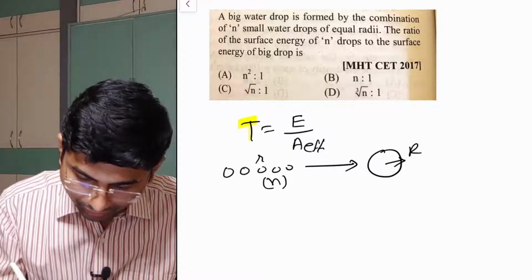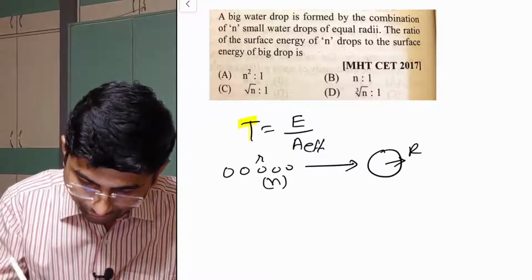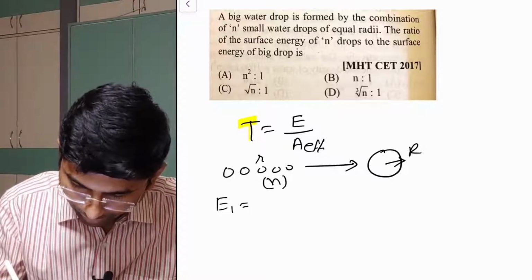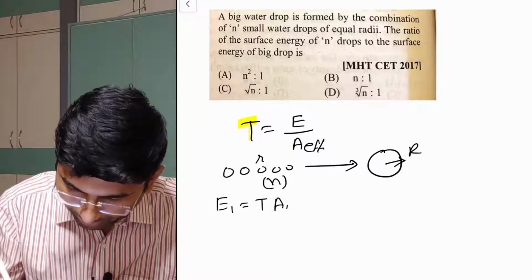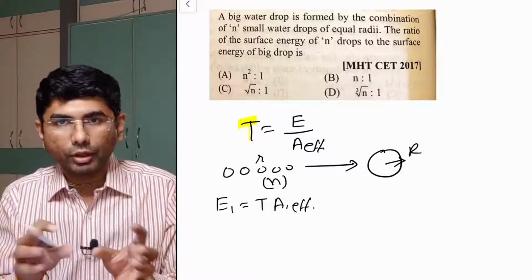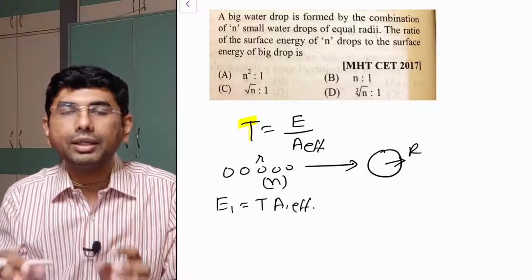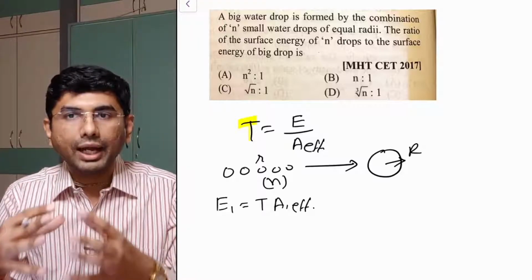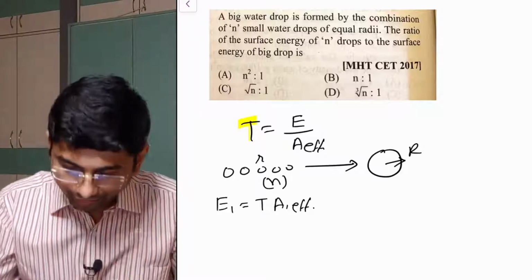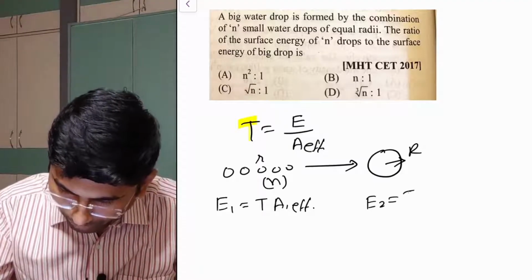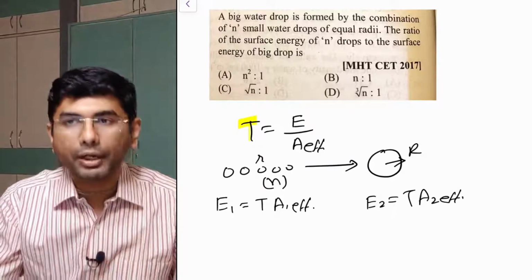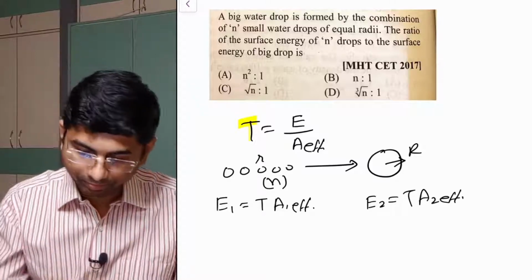Now the tension here, initially there will be energy. I just need to find out energy E1 is equal to T into A1, the effective area. Effective area of all these droplets, many droplets are there, every droplet is combined together, that will be my effective area. That's how I can get the energy in the beginning, and later the energy will be E2 is equal to tension will be the same, again here area 2, the effective area of the second part, that I need to find out.